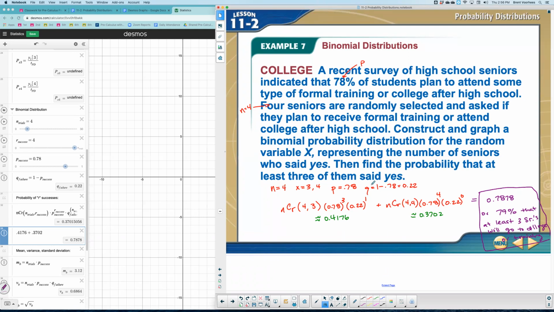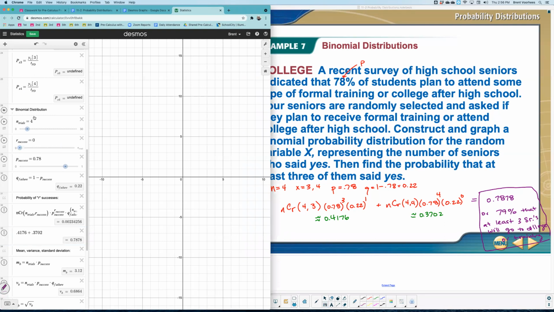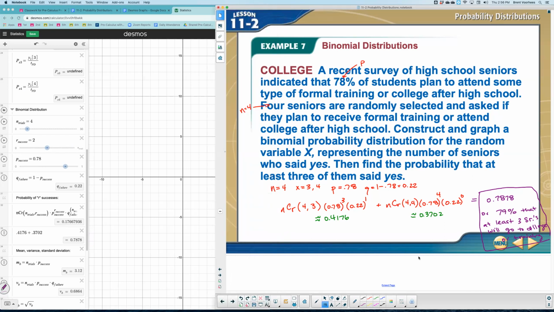Now, if we wanted to find the other probabilities of each of those, you would just type in, okay, what is the probability of 0? So the probability of 0 going to college is less than 1%. It's 0.2%. The probability that only 1 would go would be 3.3%. The probability of 2 going would be 17.7%. And that's how you could find the probability of each one along the way.